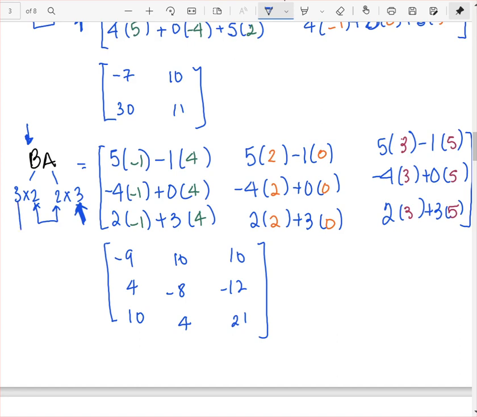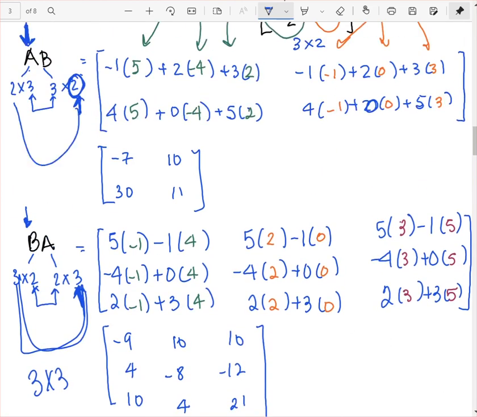Now your answer must be the order of this last one. So it should be 3 by 3. See, which it is. And then if you look at this one, my answer should be a 2 by 2, which it is. Multiplication can be the most difficult one here to remember how to do.